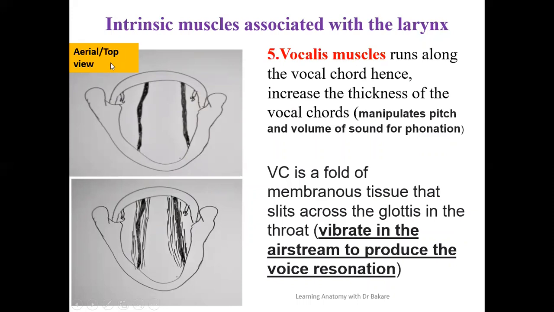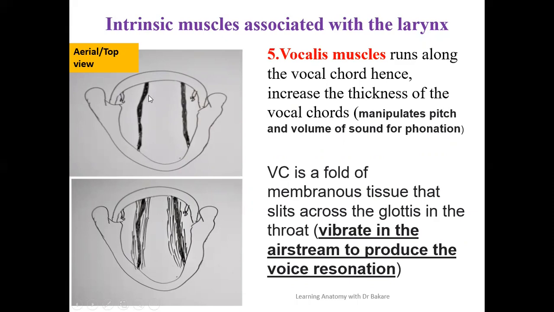This is the aerial view. That's the top view that shows what is located within the lumen of the larynx. They tend to increase the thickness of the vocal cord because they run along the same path. If it is like this size before, after the running of the vocalis muscle, it tends to be thicker, and this tends to create a higher intensity of pitch and volume of sound.